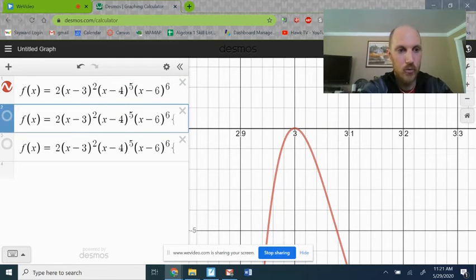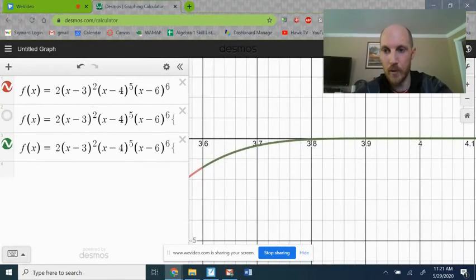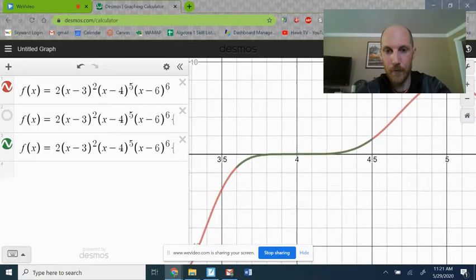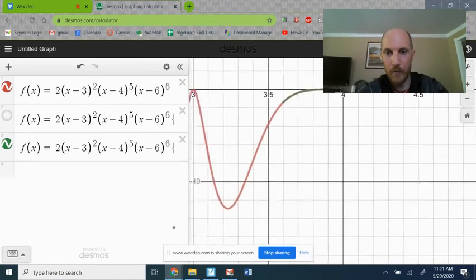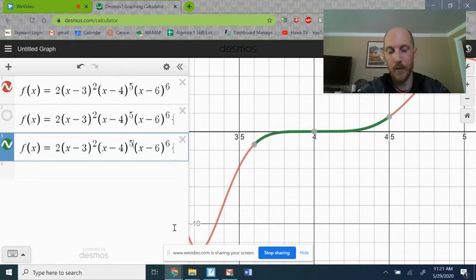And then let's look at what's going on at 4. Okay, so there we go. So at 4, here's our x-intercept at 4, and the graph is making this S shape because the factor that gives us the x-intercept at 4 has an odd multiplicity.